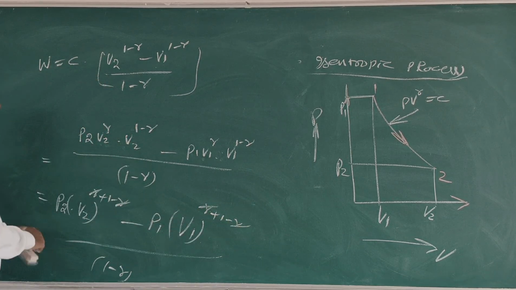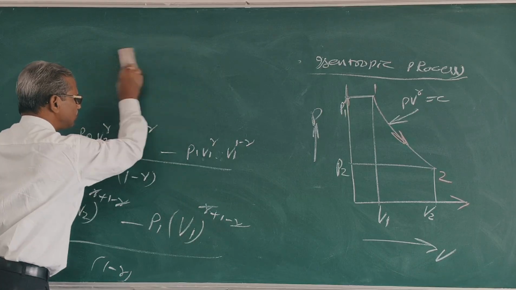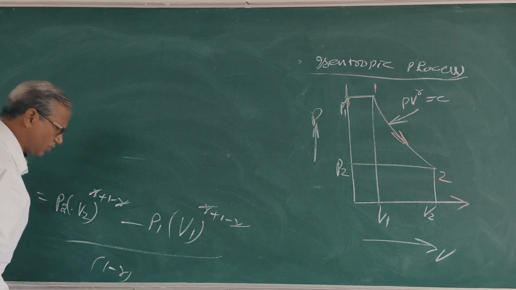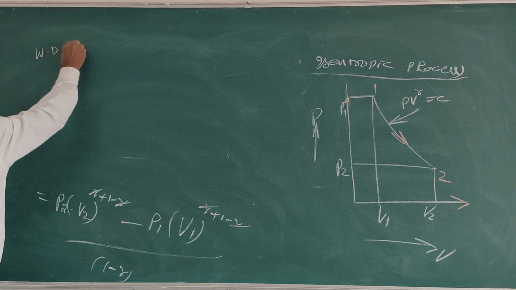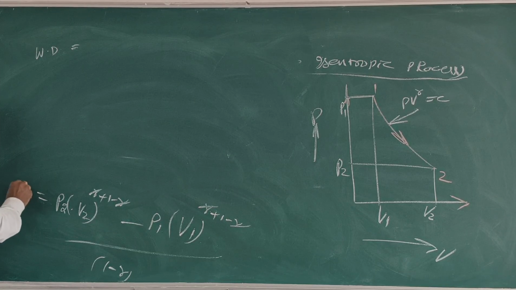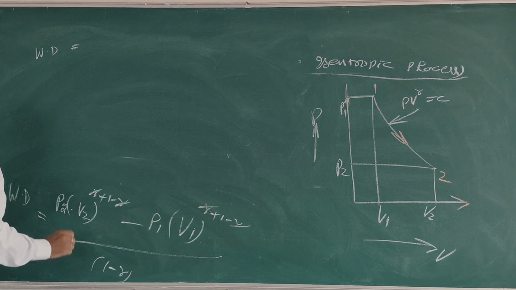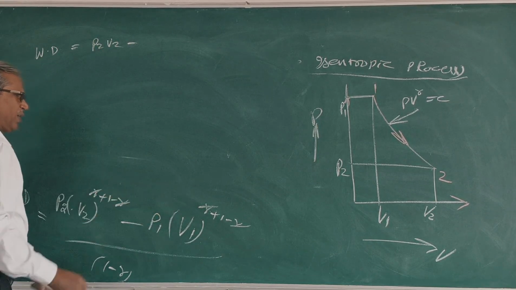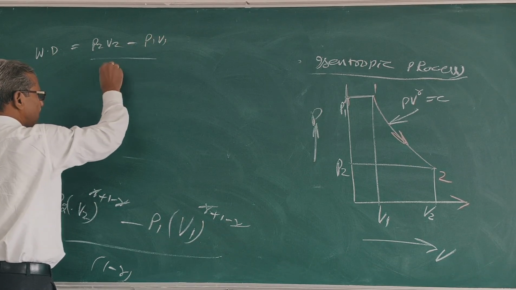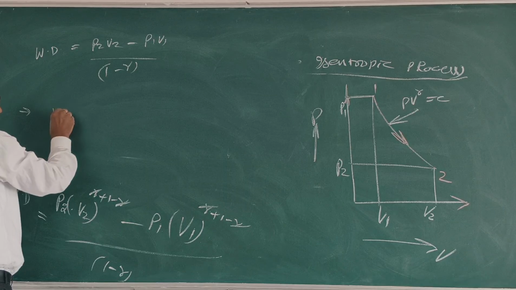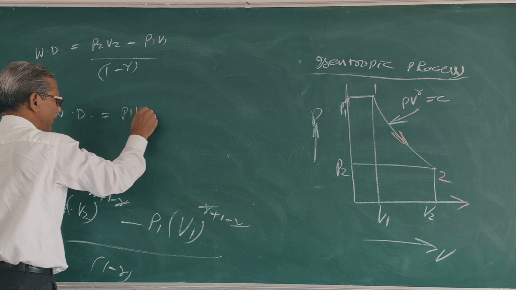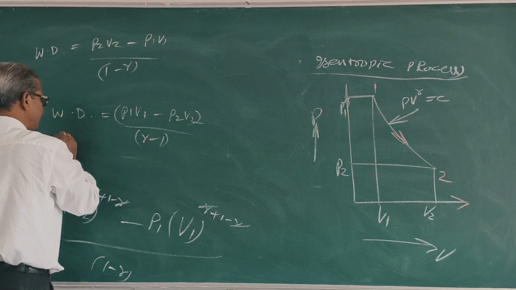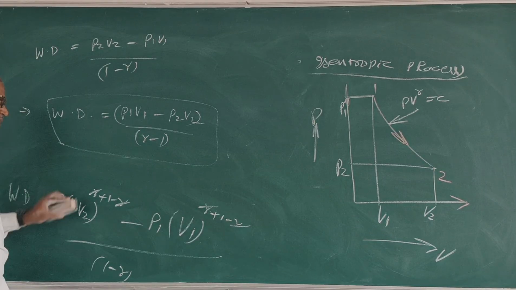Now, what is work done equal to? P2 V2 minus P1 V1 by 1 minus gamma, which is equal to P1 V1 minus P2 V2 by gamma minus 1. This is the work done. Clear?